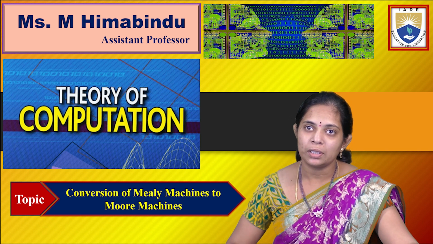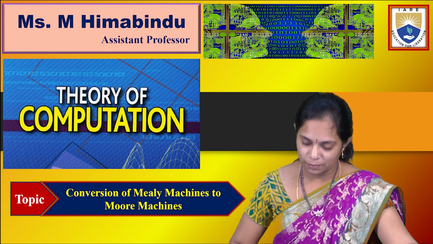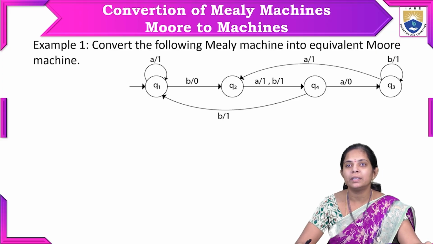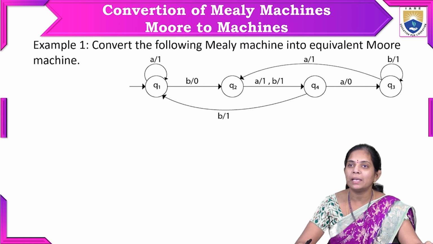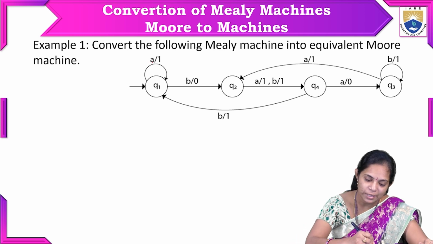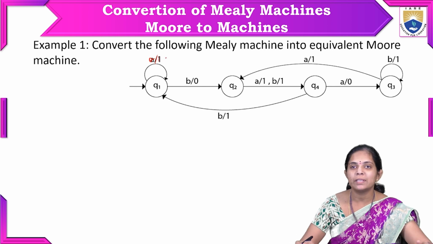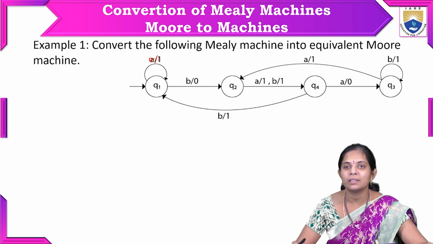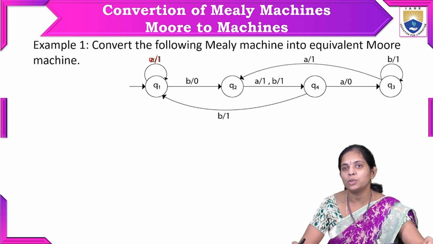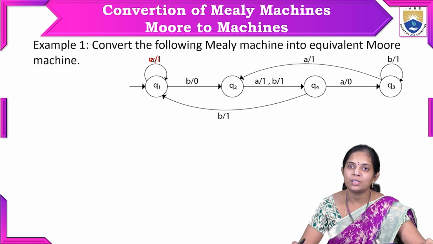So let's describe it with an example. Here we have taken one example. By seeing this example we can say that it is a Mealy machine. In this Mealy machine, the main thing is that we have the input as well as output. By seeing this diagram we can say that it is a Mealy machine. Now we have to convert this Mealy machine to a Moore machine with the transition table.